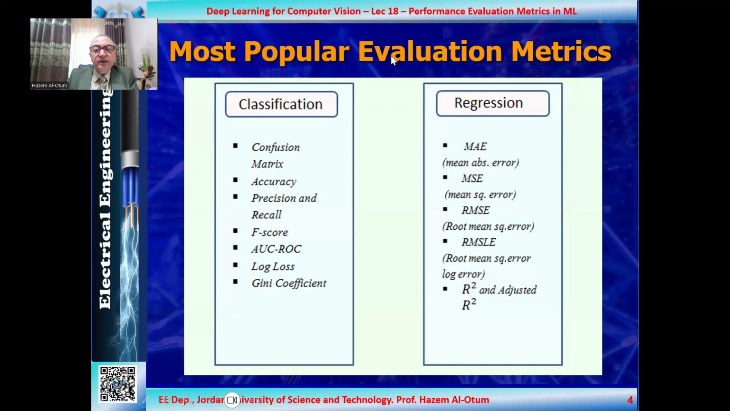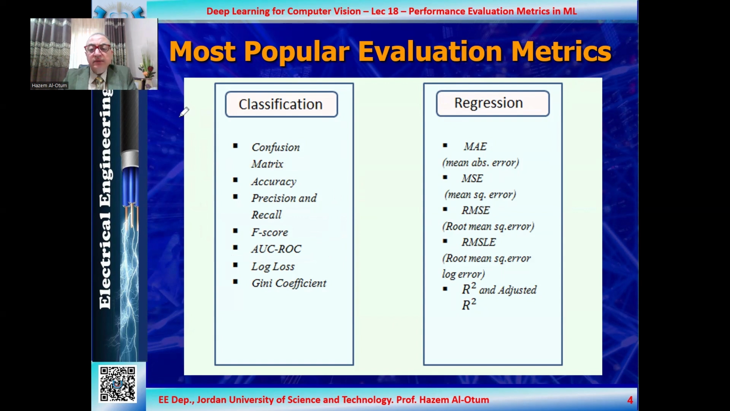In general, we can divide the metrics into two major types. The first type is for classification. In the case of classification, as you see here, we have a list of evaluation metrics. The main one is the confusion matrix, from which we can find the accuracy, the precision, the F1 score, the AUC, the ROC curve, log loss, Gini coefficient, etc. The list is long, and usually we mainly use the accuracy, precision, recall, F1 score, and the area under the ROC curve, as will be explained later.